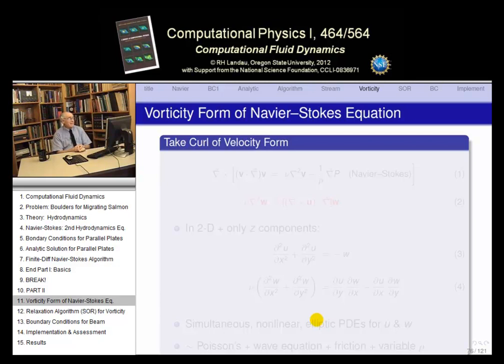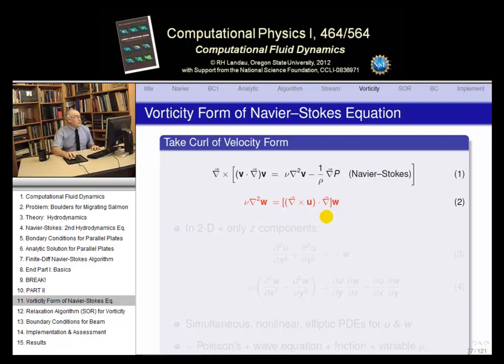Okay, what is the Navier-Stokes equation now in terms of these new velocity potentials, these vorticities and stream function? Well, we have the Navier-Stokes equation here in the square brackets. We just take the curl of it, because the curl of the velocity gave us vorticity, and so we'll get rid of velocity and change it to vorticity. So if we take the curl of the Navier-Stokes equation, equation 1, we're left with a very nice equation, equation 2.